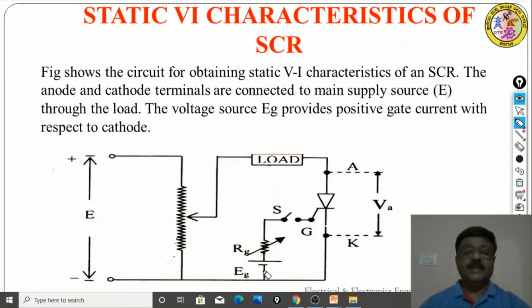In the gate circuit we are also using one source, EG, which is connected to the gate terminal through one variable resistance and a switch. By varying this resistance and closing this switch, I can vary the gate current to the SCR. By varying this potential divider, we can vary the voltage across the SCR, that is VA. It is called the forward voltage when the anode is positive with respect to the cathode, and when the anode is negative with respect to the cathode, it is called the reverse voltage.